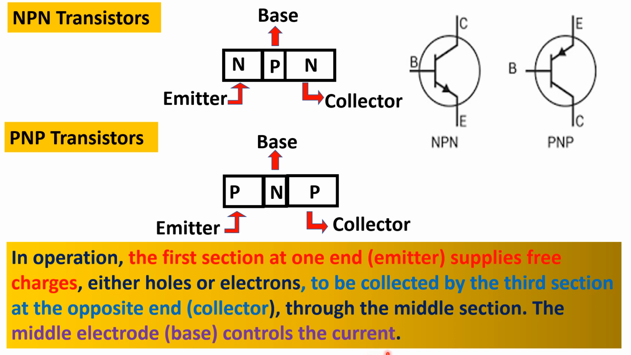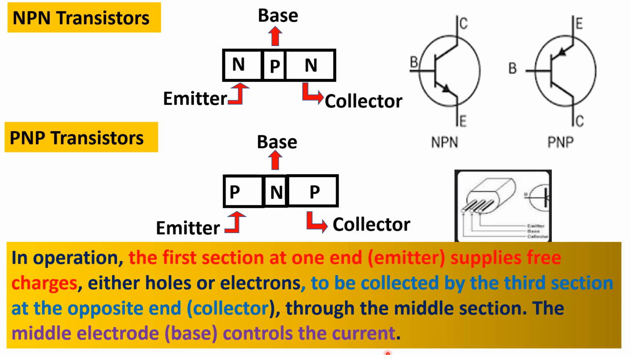Also, if you're going to look at an actual transistor, how would you know which among the three electrodes represents the emitter and the collector? Okay, the one in the middle is always the base, so no problem about the base. But which among the two, the left electrode or the rightmost electrode, represents the emitter or the collector?